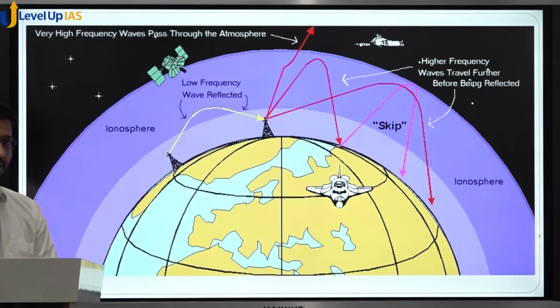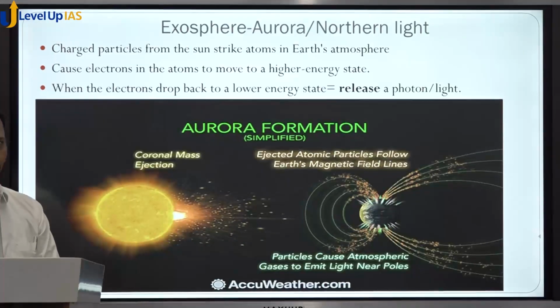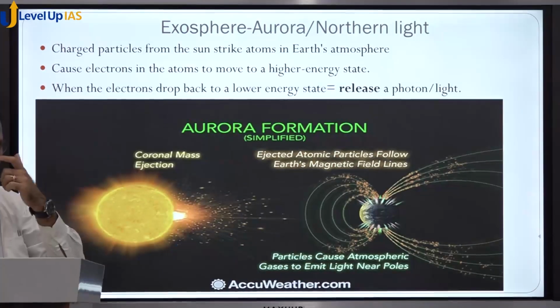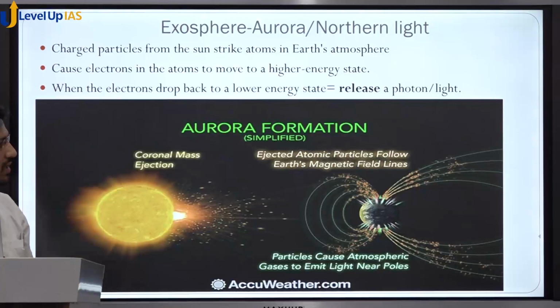Now there is one phenomenon called aurora. This is a very important phenomenon, aurora. So aurora is formed, and the ionosphere is also very involved in the formation of the aurora. Also, the magnetic properties of the earth are involved in the formation of the aurora. So what is aurora? What happens over here? Charged particles from the sun are continuously hitting the earth. These charged particles are kept away by the magnetosphere of the earth. So we have a magnetosphere, it keeps these charged particles away from the earth.